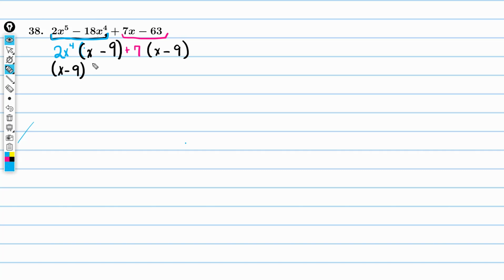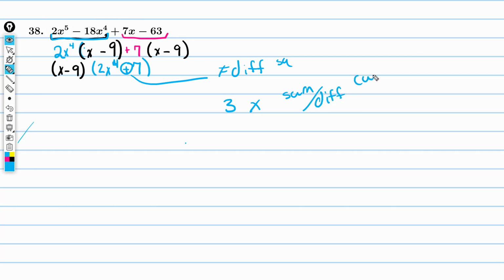Now let's write down our other one. So I'm looking here and I see a positive, so that means it can't be difference of squares. Look at the power, it's to the 3rd, so it can't be sum or difference of cubes. So I'm done. My answer is x minus 9 times 2x to the 4th plus 7.